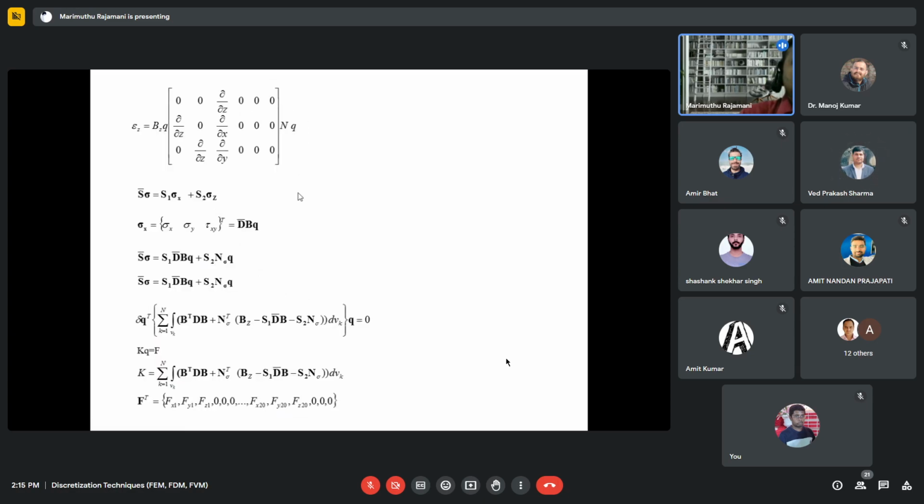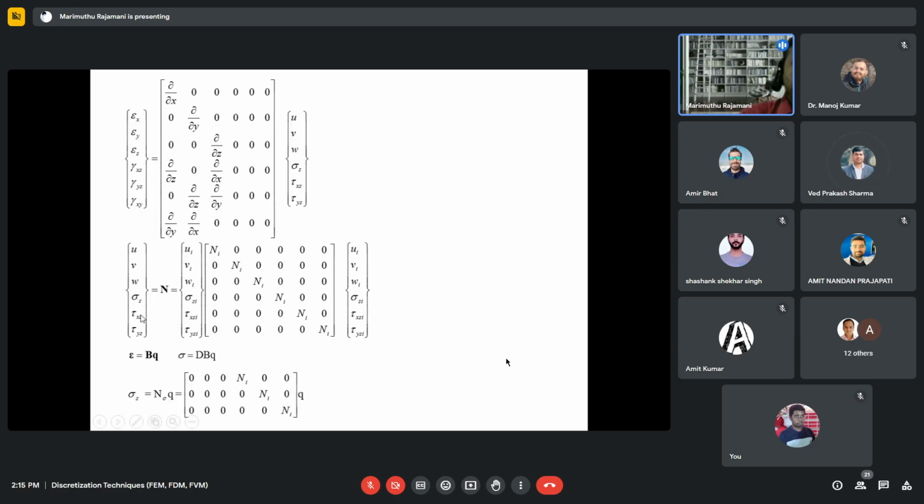Now here u, v, w, sigma z, tau xz, tau yz, they are all expressed in terms of the shape function matrix, and ui, vi, wi, sigma zi, tau xzi, tau yzi are the nodal variables. This is the shape function matrix I told you. This is the nodal displacement vector. Now in the displacement vector I have included sigma z, tau xz, and tau yz also as degrees of freedom.